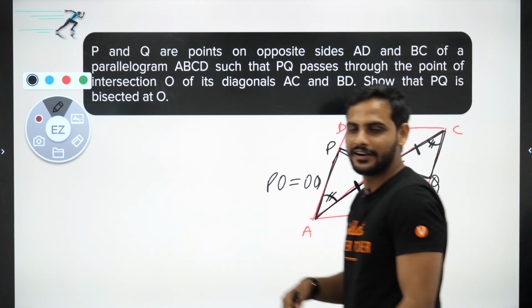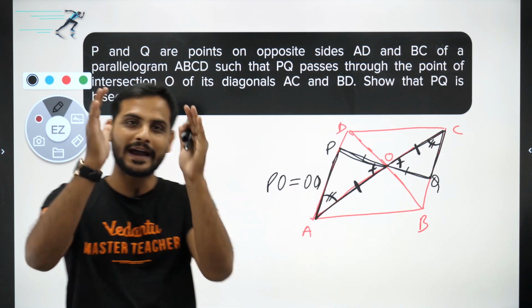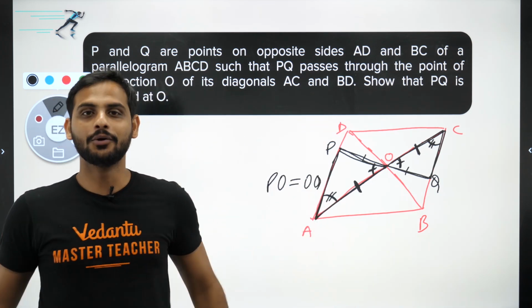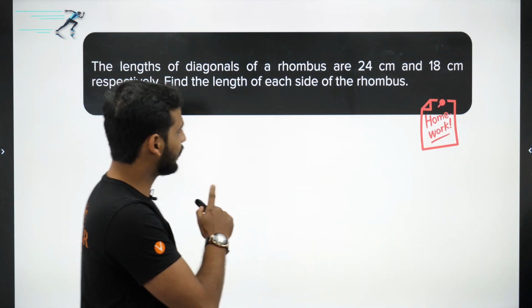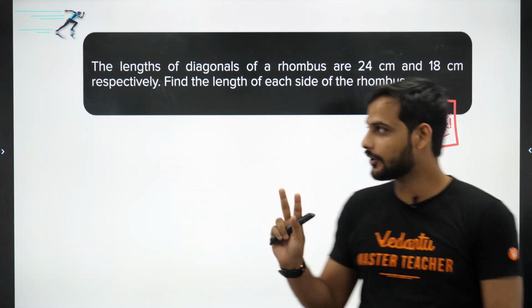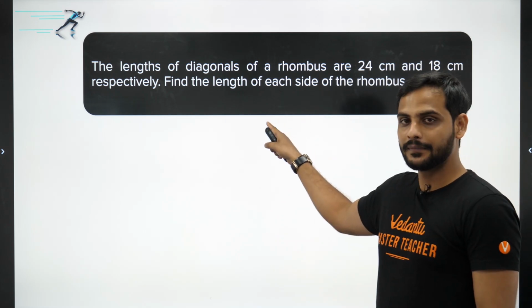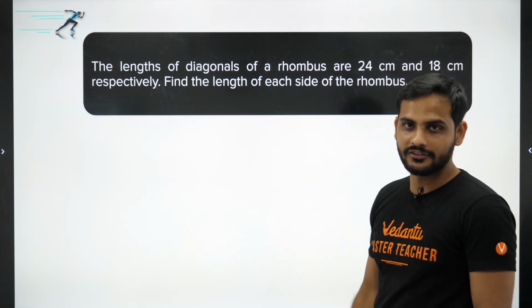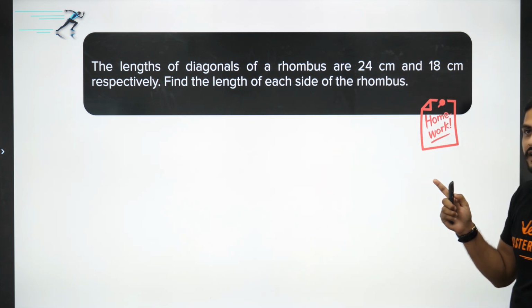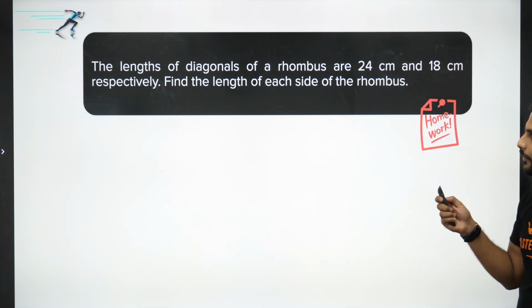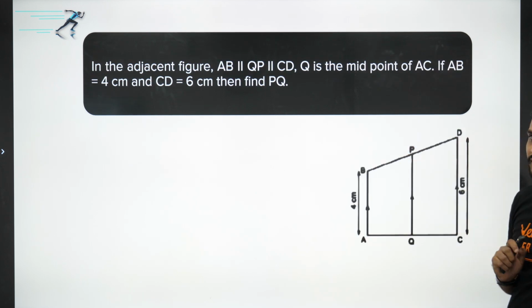As you saw, it is a very easy question. The main thing is to identify which triangles to take, how to proceed for the questions. So this is how this question can be solved. Now one more homework question you have. So total 2 homework questions. One is this one, and the other one is the previous one which I have already shown, right? So these are your 2 homework questions. If you want, you can take a screenshot here as well.